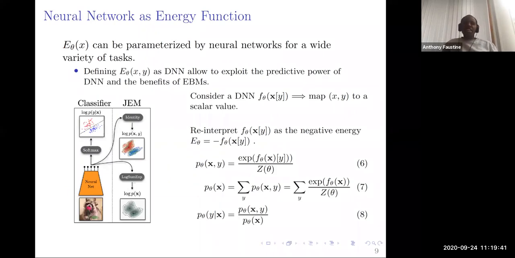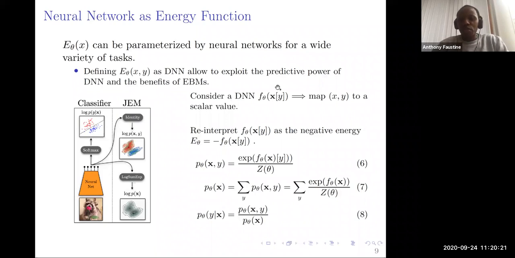Now, what is the connection then between neural network and energy-based model? As we have seen, in the energy-based model the main component is the energy function, and this energy function can be parameterized by any function, including a deep neural network. So we could combine a deep neural network and energy-based model by parameterizing this energy function with a deep neural network. This allows us to exploit the predictive power of deep neural networks, but at the same time, the benefit of energy-based models. Let's take a simple example.